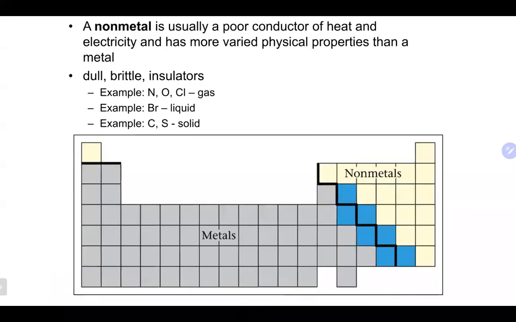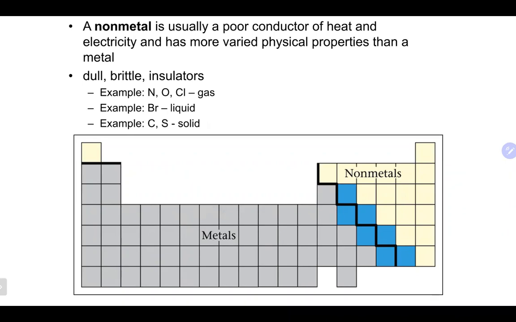Now, nonmetals pretty much have the opposite characteristics of metals. They're bad conductors of heat and electricity. They're dull, they're brittle, they're insulators. A lot of nonmetals will have a variety of states. Some are gases like nitrogen, oxygen, chlorine. Some are a liquid like bromine, which has a little bit of vapor or gas above it. And some are solid like carbon and sulfur. So with nonmetals, you've got every state you can want.